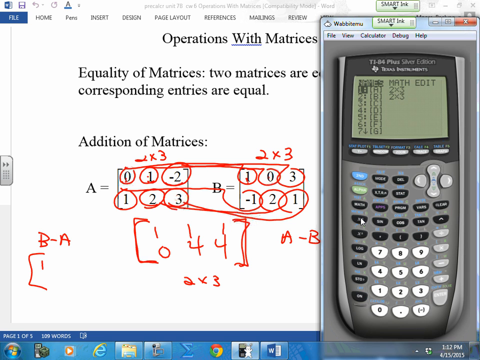So, in order to get here, if I want to do this on my calculator, I have to make the statement A plus B. You have to go to your matrix and get your matrix symbol, A plus B. Now you see the resulting matrix. You can also do A minus B. You can also do B minus A. It'll do it as long as your dimensions are the same.